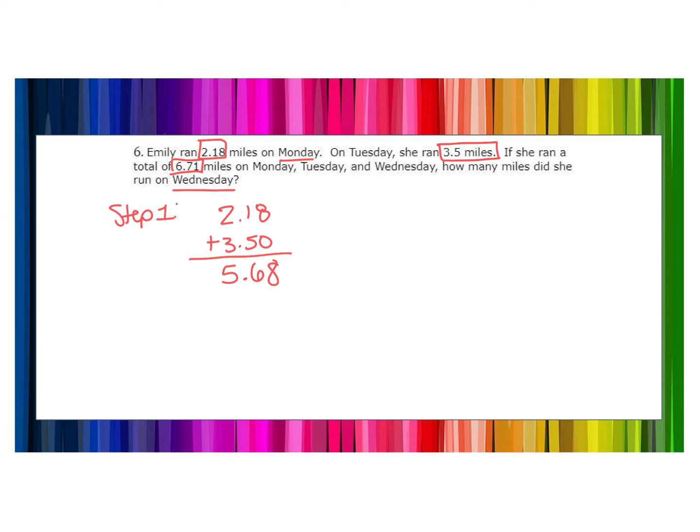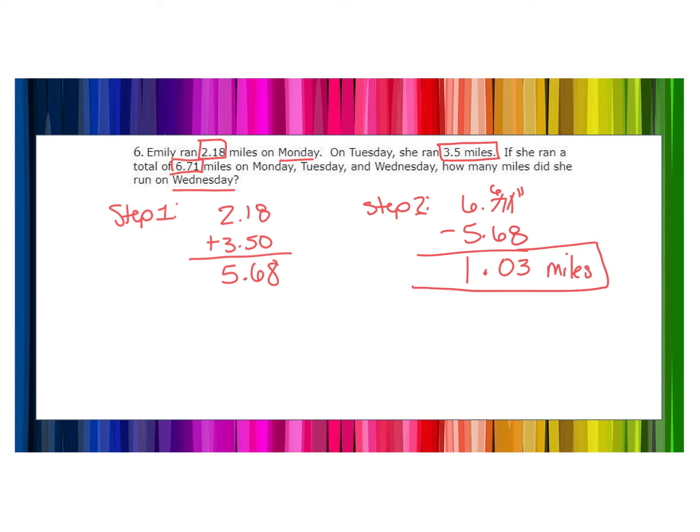5.68 miles. On step 2, I'm going to subtract 6.71 minus 5.68. I need to borrow. That becomes 11. That's going to be 11 minus 8. That's 3. 6 minus 6 is 0. 6 minus 5 is 1. So I have 1.03 miles. That's how many she ran on Wednesday.